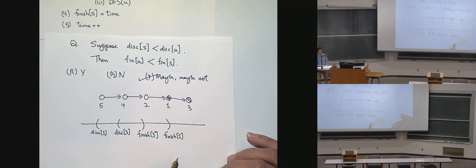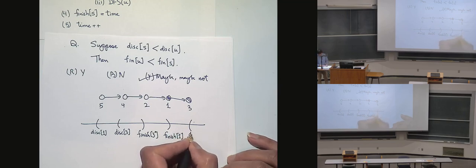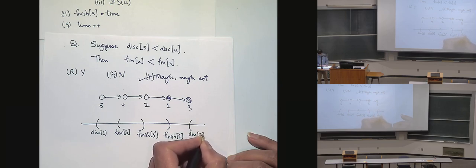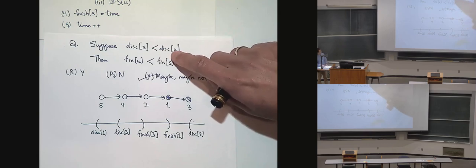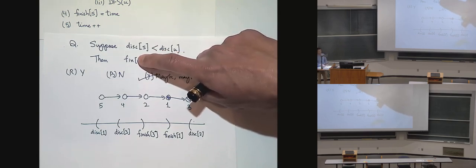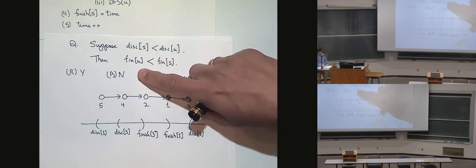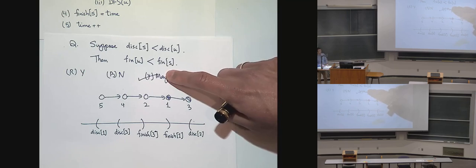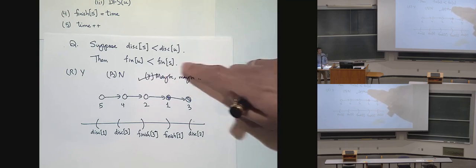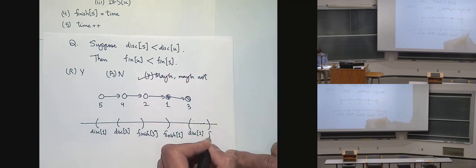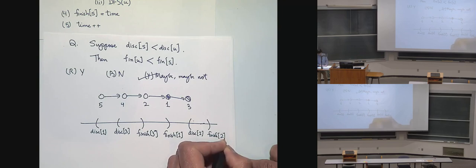What happens next? You're going to discover 2. So then you discover 2. So the discovery of 2 was after the discovery of 1. But the finish of 2 is after the finish of 1. Right? So then it's actually going to finish right there. Does that make sense? Yeah?